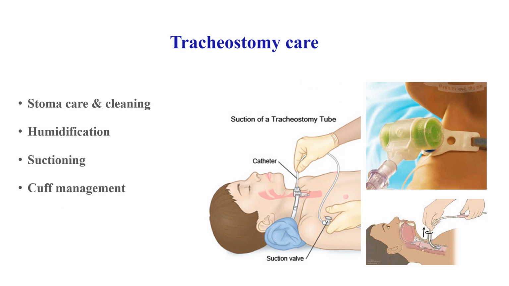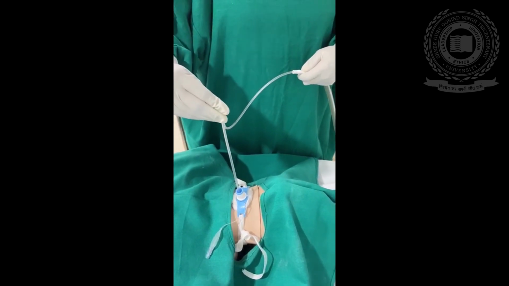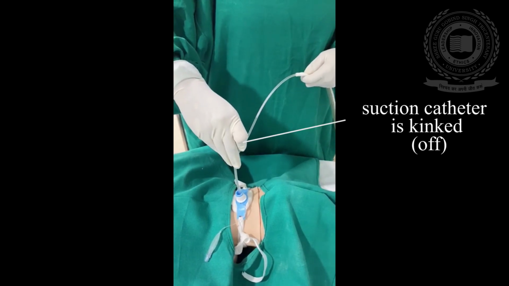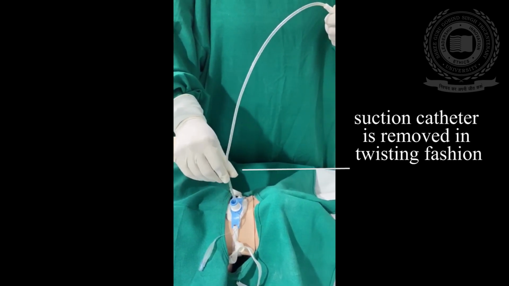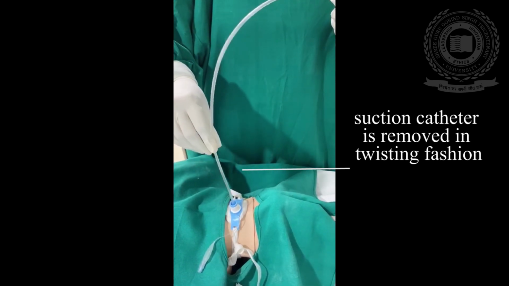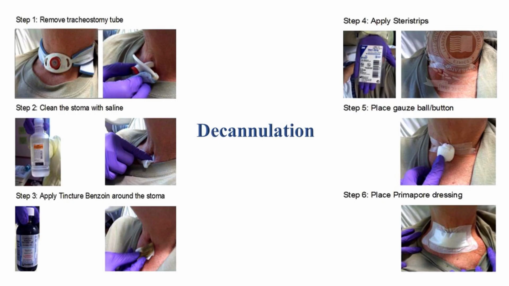Tracheostomy tube care involves stoma care and cleaning, humidification, suctioning, and cuff management. This is how a tracheostomy tube suction is done. The suction is supposed to be off while inserting inside and on while removing the suctioning catheter. The catheter is removed in a twisting fashion. Tracheostomy stoma care and cleaning involves cleaning the tracheostomy site as well as the tube. Decannulation involves removal of the tube and closure of the stoma.